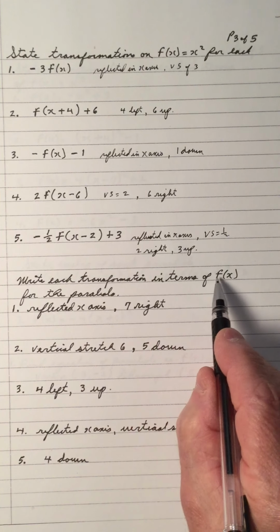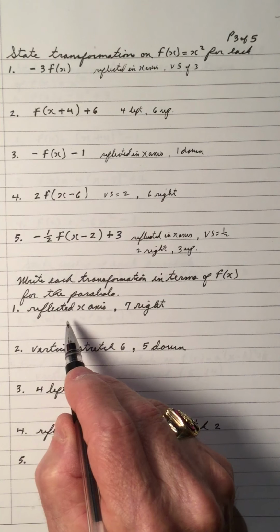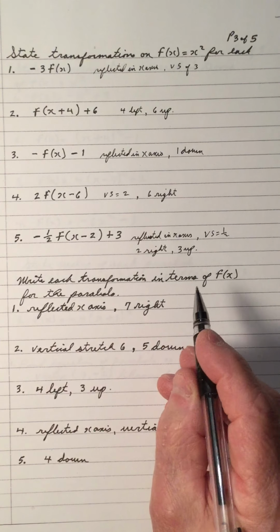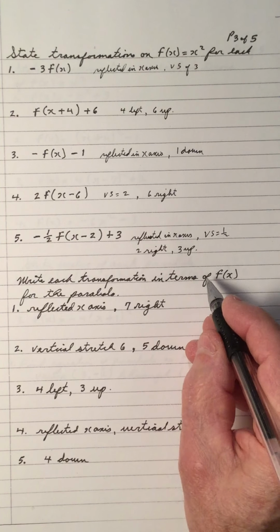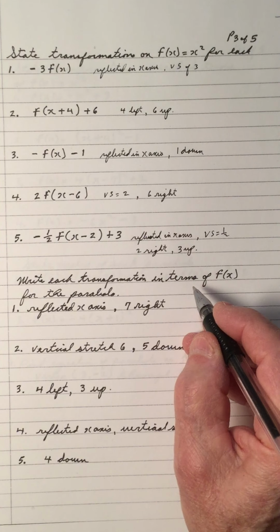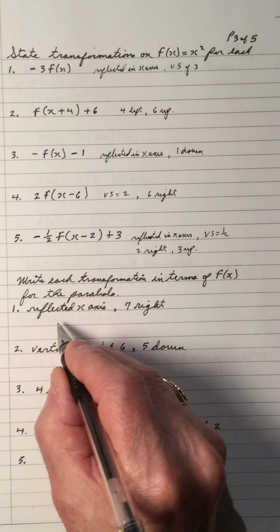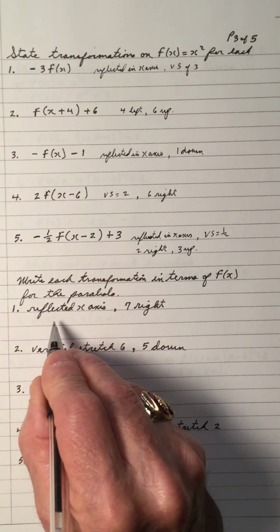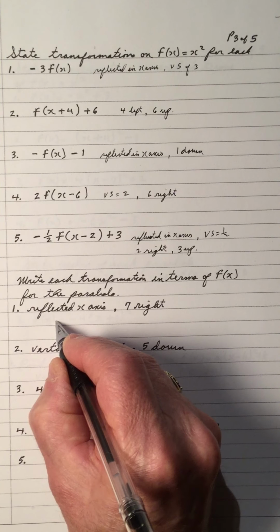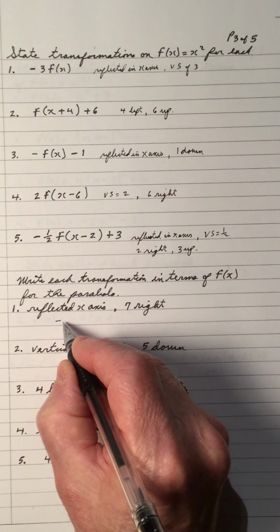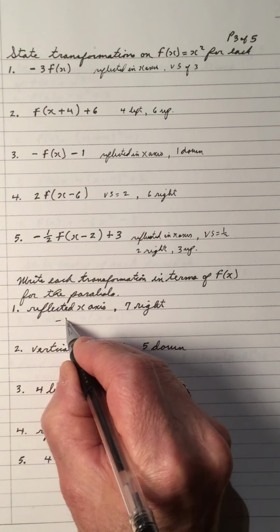Write each transformation in terms of f of x for the parabola. So the transformation equation, if we want that, it's reflected in the x, so it's the negative of f of x.